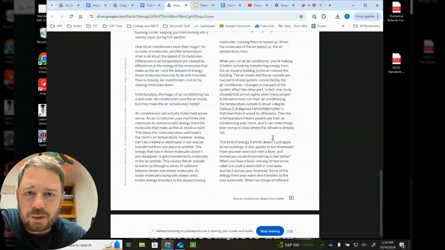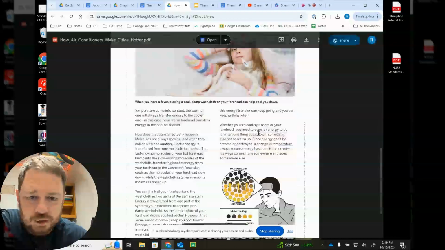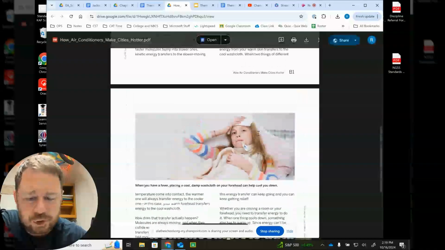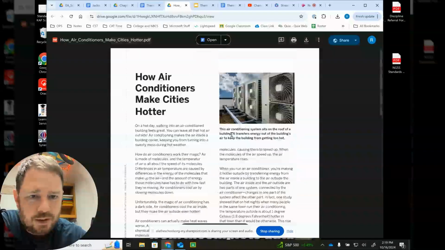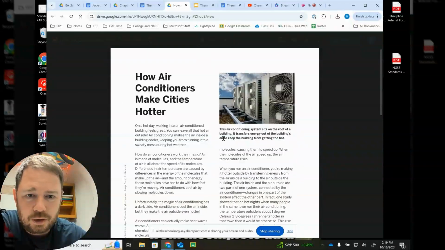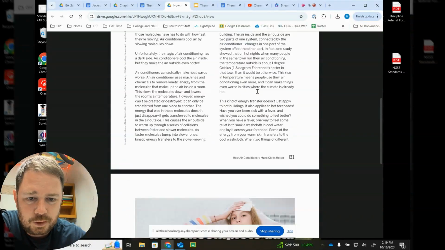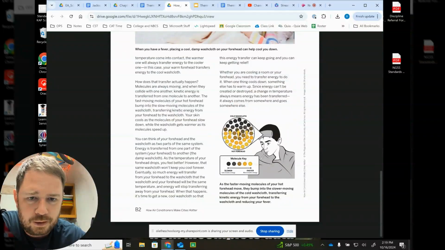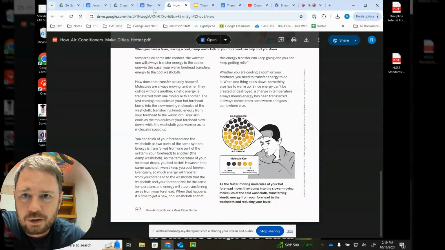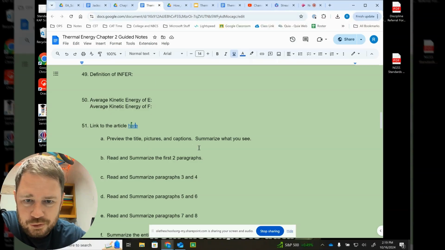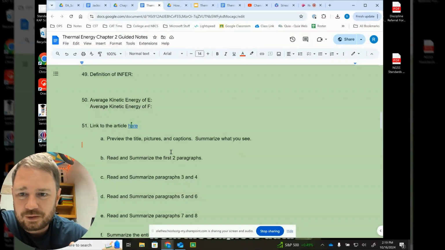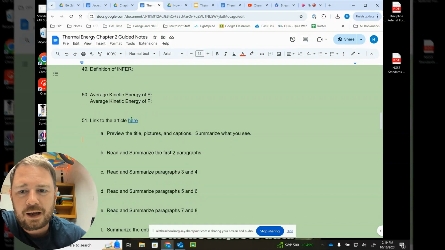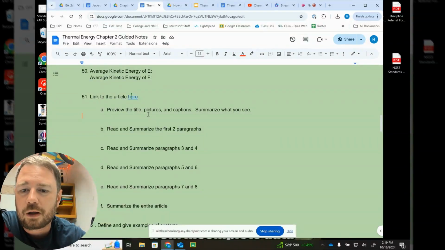So, what am I going to summarize for the title and the picture? All the pictures seem to show heat being taken from one area and put into another. In this case, it's out of the building into the atmosphere. Here it's from the forehead into the cool washcloth. Same thing here, from the forehead into the cold washcloth. So, preview the title, pictures, and captions, summarize what you see. I'd say we see energy being transferred out of one place and into another.